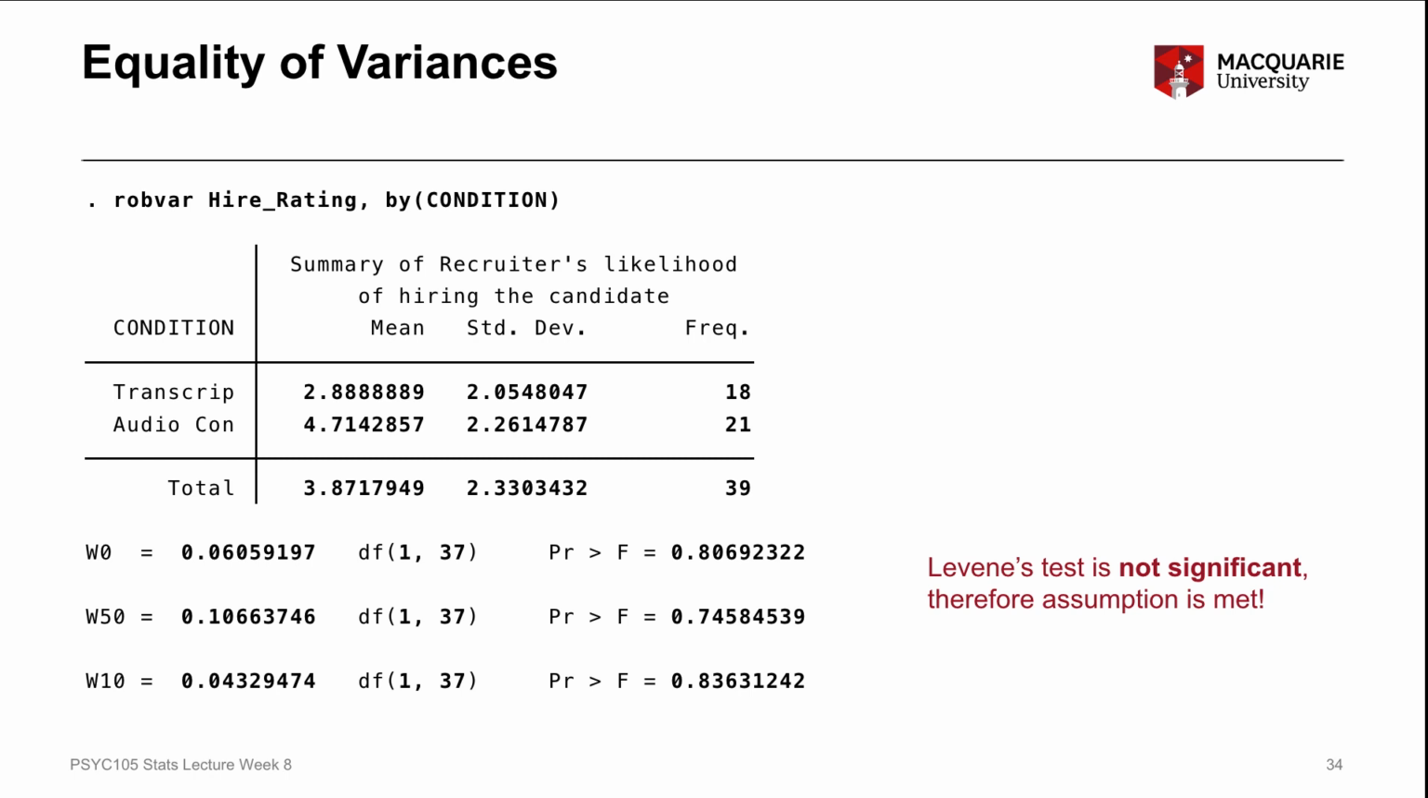So if we had a significant result here for Levene's test, if Levene's test p-value was less than 0.05, that would mean that there's a significant difference in the variances between the two groups, which would mean that our assumption is violated. So we don't actually want a significant result for Levene's test, just like we didn't want a significant result for the Shapiro-Wilk test. So what we've got here is a non-significant result, which is good, which means our assumption is met.